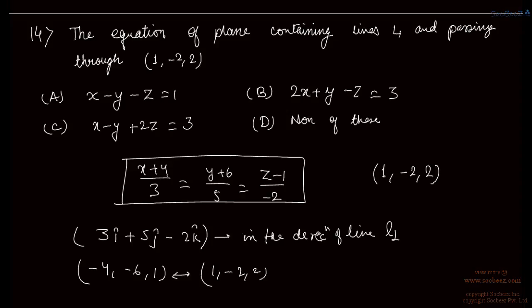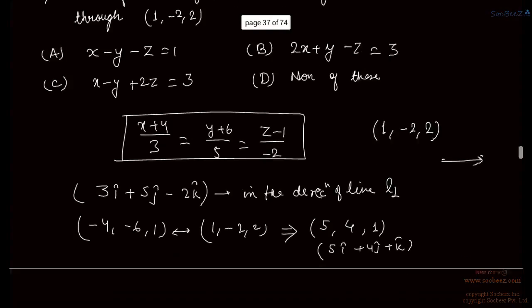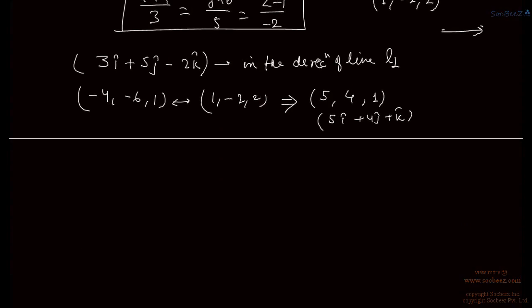So we can find a vector between these 2 points. The line joining these 2 points is a vector, and this vector is also parallel to the plane, right? So the vector we get is 1 minus minus 4, 5, minus 2 minus minus 6 is 4, and 2 minus 1 is 1. So this vector, that is 5i plus 4j plus k, is also perpendicular to the normal vector of the plane. Therefore, taking the cross product of these two vectors, because we have to find a vector which is perpendicular to both, we will get the normal vector of the plane.